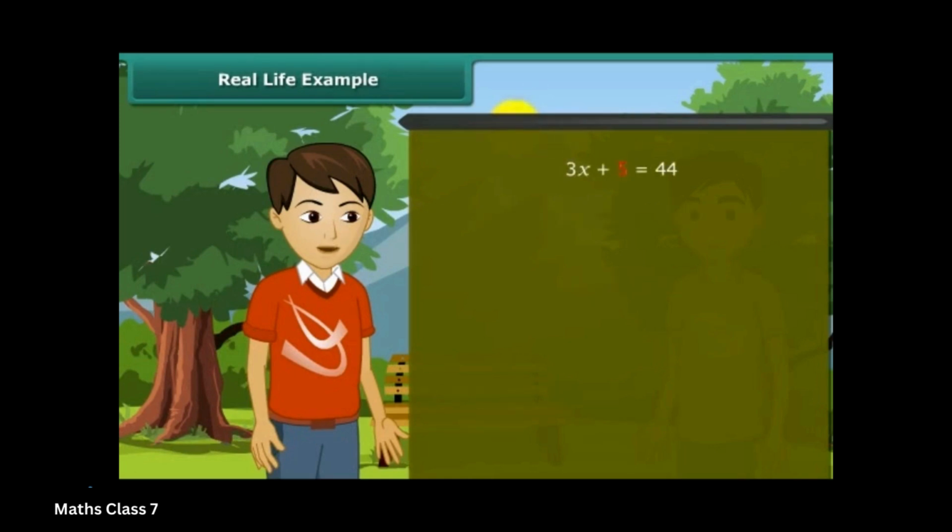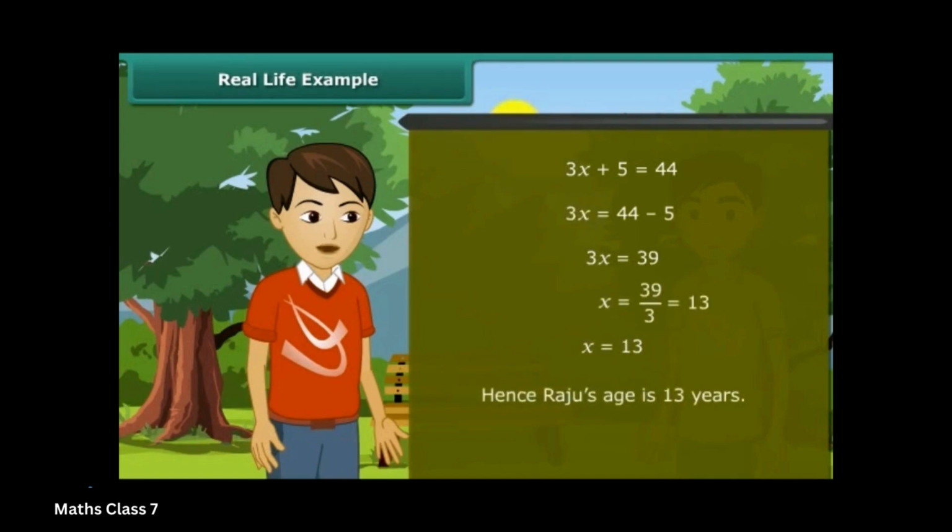Transposing 5 to the right-hand side, we get 3x equal to 39. Transposing 3 to the right-hand side, we get x as 13. Hence, Raju's age is 13 years.